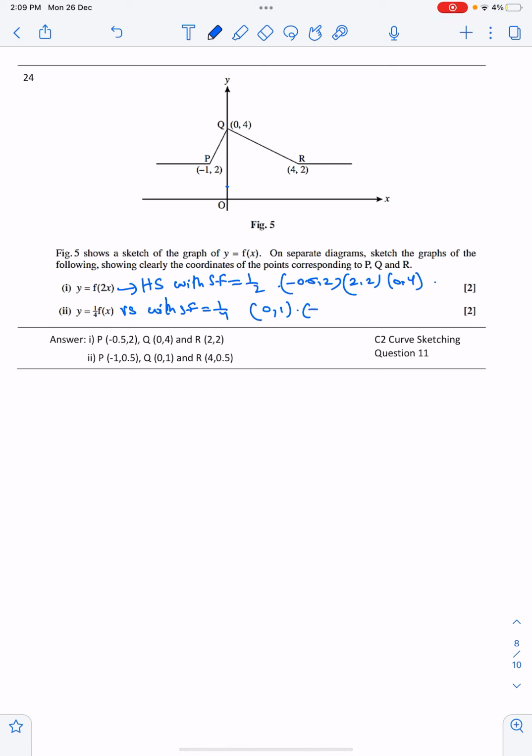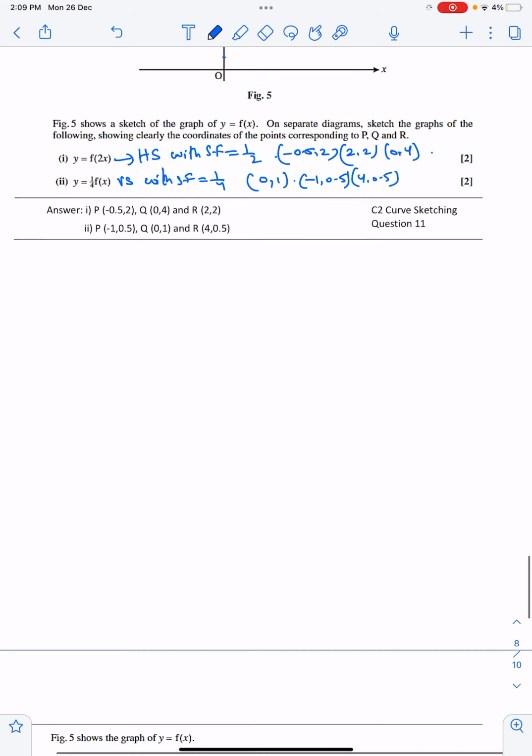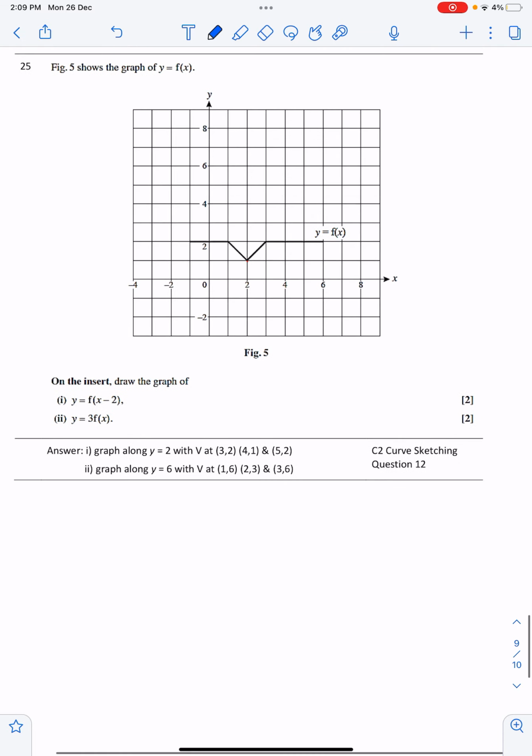It will be negative 1 comma 0.5. And this point is also going to come on to 0.5. So 4 comma negative 0.5, 4 comma 0.5. These are the 3 answers. Coming on to question number 25.